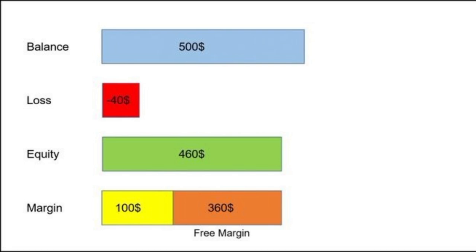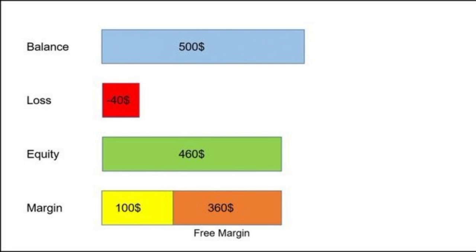Now, what is this margin? This margin means this is the money that is active that you are using to trade right now. While the 360 is the free margin that is not put to work. I hope you understand what I'm explaining. Your balance is 500, your loss is 40, your equity is 460, and your current margin is 100, which is what you are using to trade, and your free margin is 360.